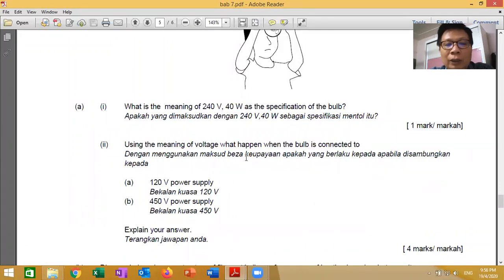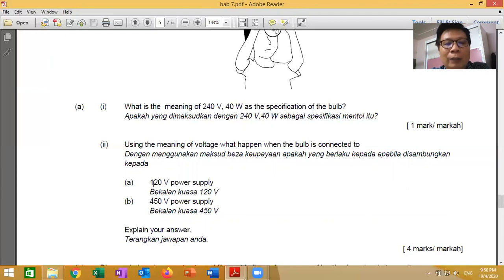Now, using the meaning of voltage, what happens when the bulb labeled 240 volt is connected to 120 volt, which is too low? And what happens when connected to 450 volt, which is too high? So what happens? Then you need to explain your answer. This is a KPKK question, a high order thinking skill.